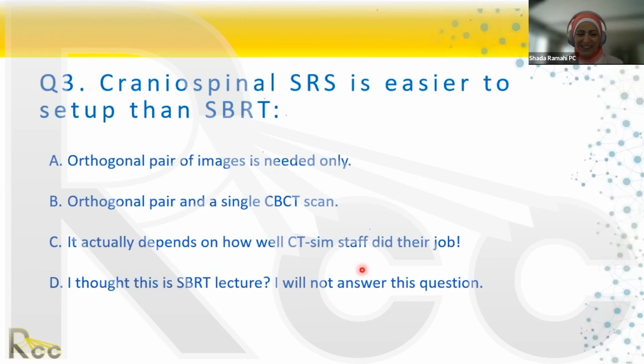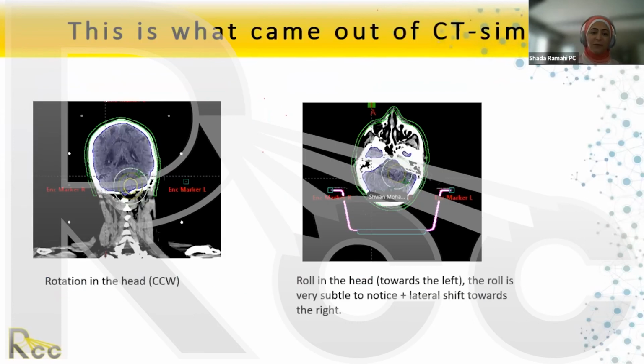So the answer is, it actually depends on how well the CT sim staff did their job. Cranial SRS setup could be very easy, or it could be extremely difficult because we're looking for really sub-millimeter differences. And as it happens, of course, I do have an example, and this is another recent example.